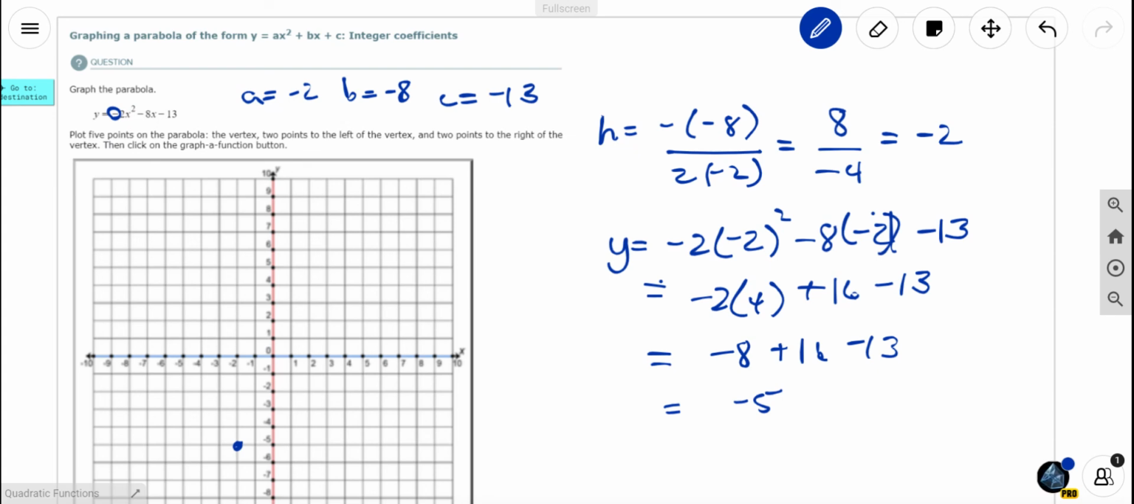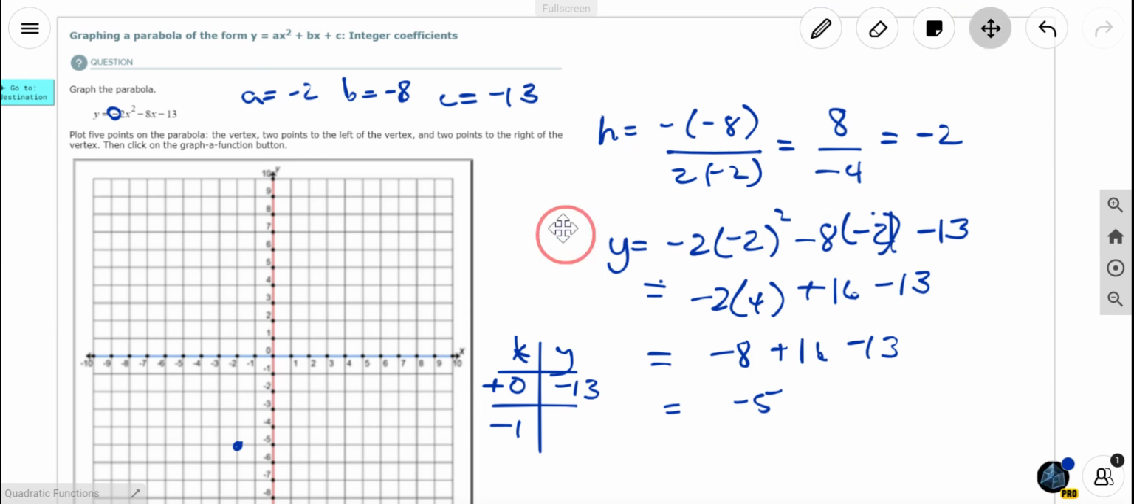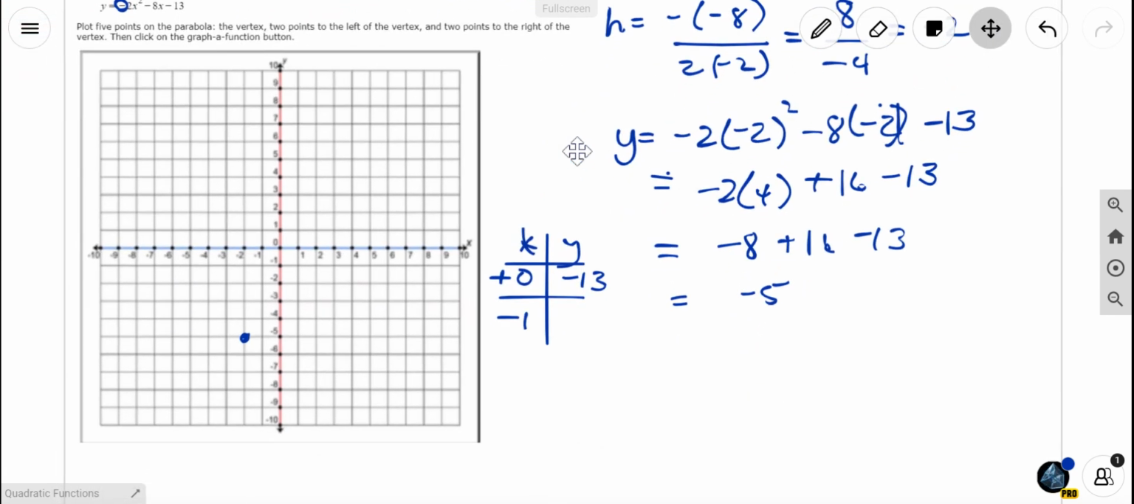I probably can't graph it here anyway, but I would pick the 2 points to plug in my T chart. I would pick -1 and 0. If I plug in 0, you guys, you can just see that it's going to be -13. Okay, and I can't go there. I don't have space. Let me see. Can I move it up? Oh, it's not that bad.